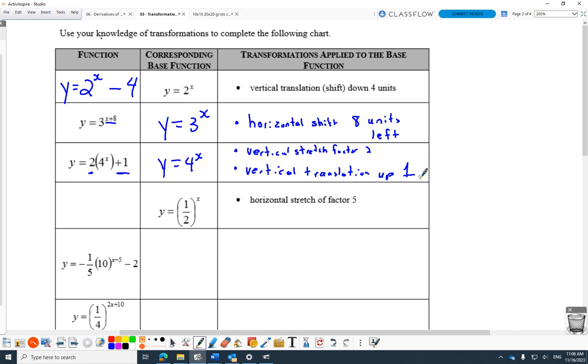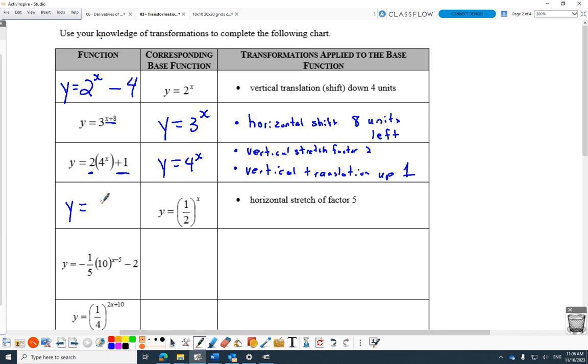This is too easy. Horizontal stretch factor 5, and it's got a 1/2 to the x there. Hold on. No. When it's horizontal stretch, where does the 5 go? With the x. It goes inside the exponent.